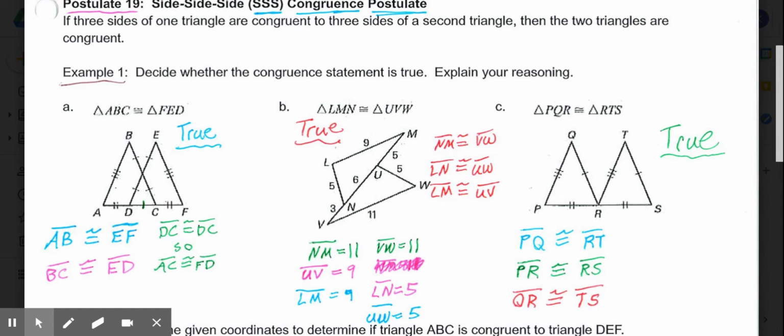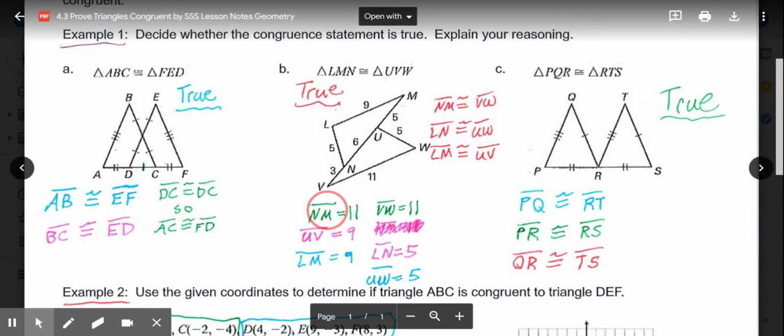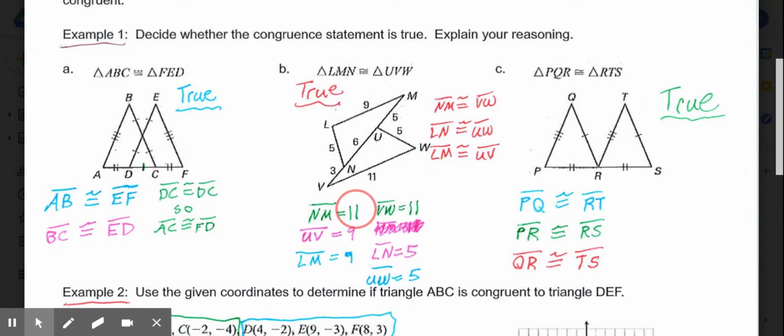In part B, triangle LMN is congruent to triangle UVW. So that means L corresponds with U, M with V, N with W. So I need to make sure that MN is congruent to VW, that LN is congruent to UW, and that LM would be congruent to UV by matching up corresponding parts. So let's look at our info. We knew NM was 11. The distance from N to M was the 6 plus the 5, so I got 11.